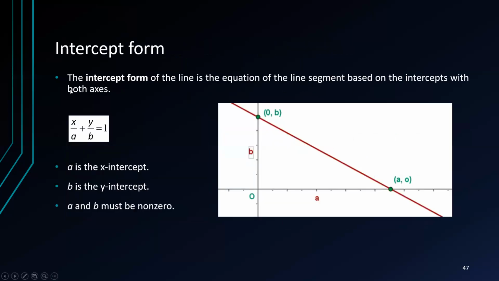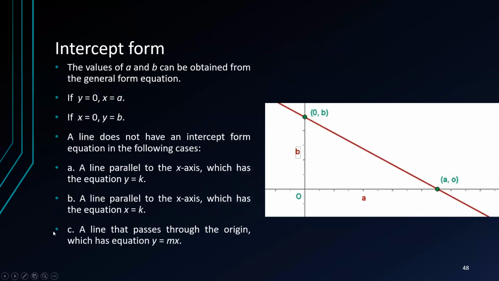Intercept form. The intercept form of the straight line is the equation of the line segment based on the intercept with both axes. So x over a plus y over b is equal to 1. Yan. 0b and a0. A is the x-intercept. Yan, ang y mo is 0. B is the y-intercept. A and b must be non-zero.